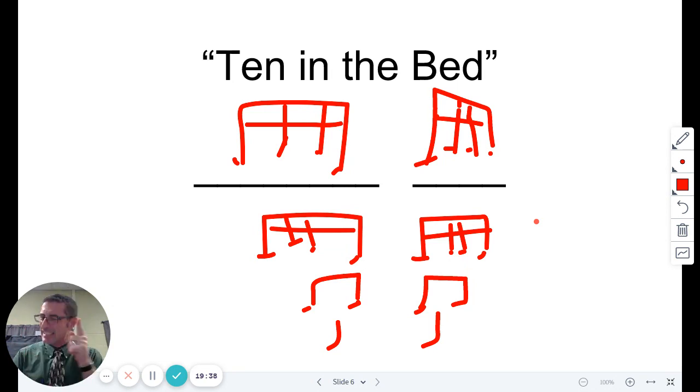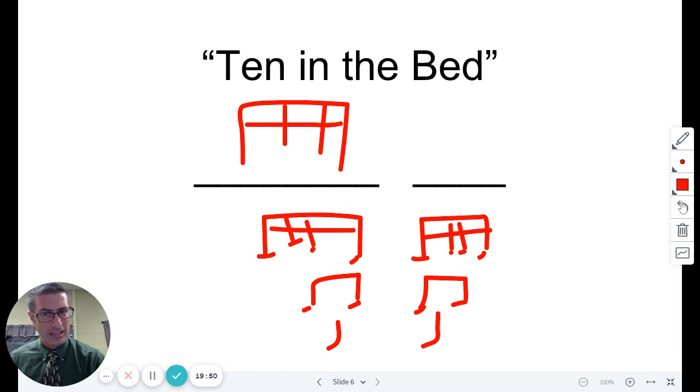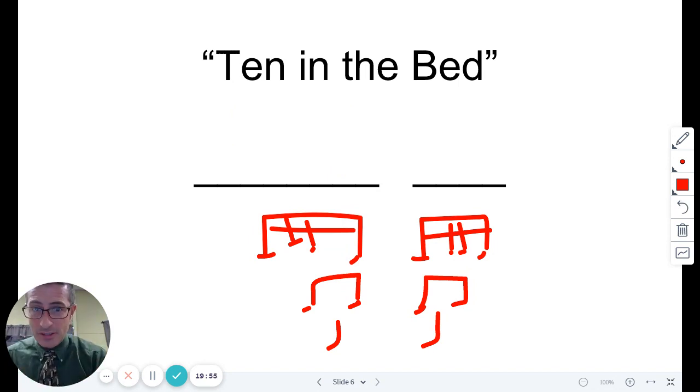Teary teary teary teary. 10 in the bed. Teary teary teary teary. That's way too many claps. Way too many. Yeah, it's way too many to fit in there. So get rid of that teary teary and get rid of that teary teary over there too. So it's not that. So maybe it's a combination of those, right?